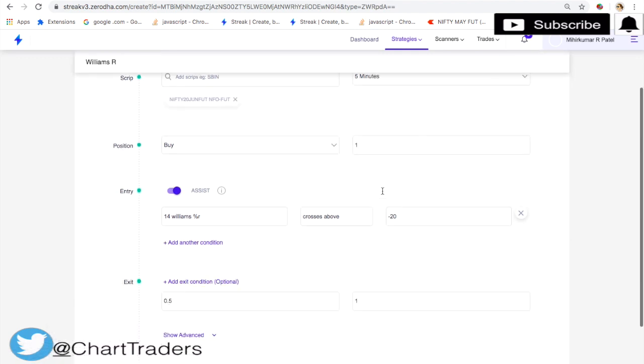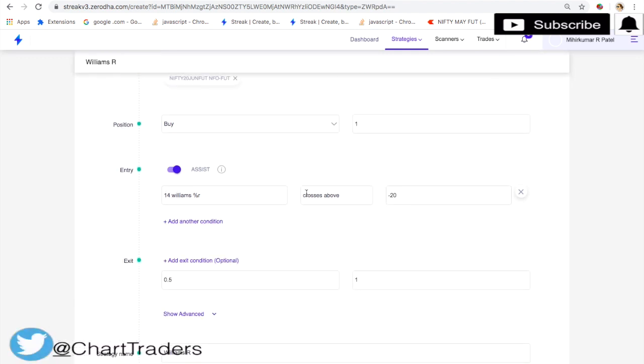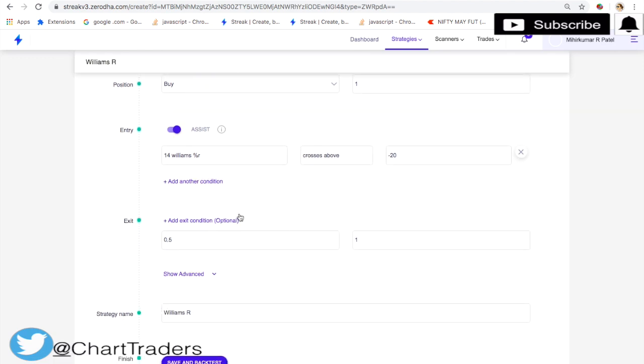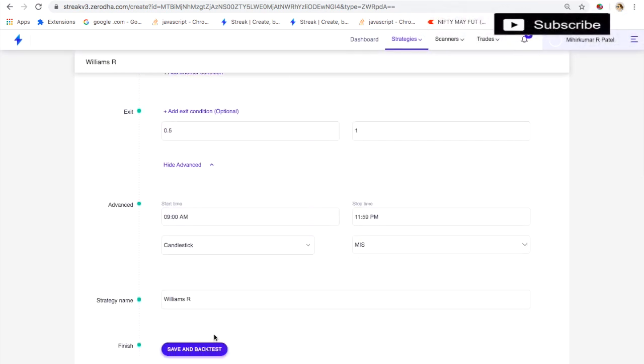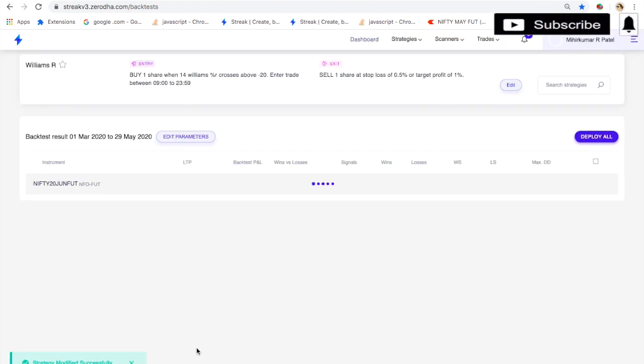I want to buy one lot when Williams %R crosses above -20, that is the breakout. Stop loss is strictly 0.5 percent. I am going to apply it on candlesticks and the order type is MIS. Just give it a name, save and backtest.